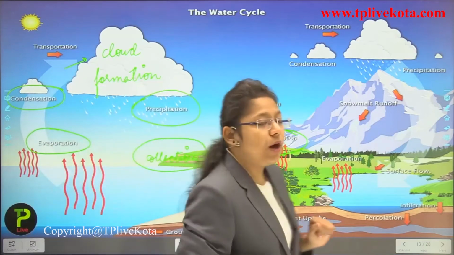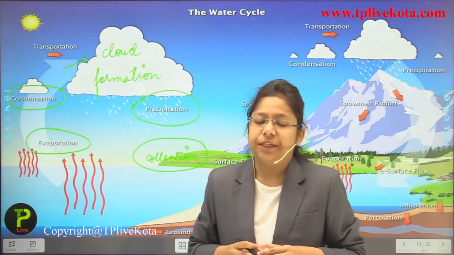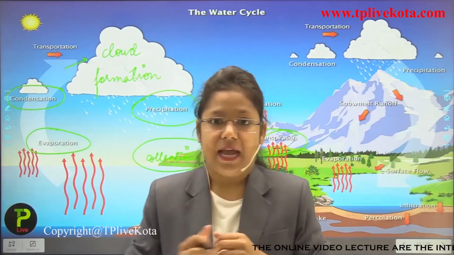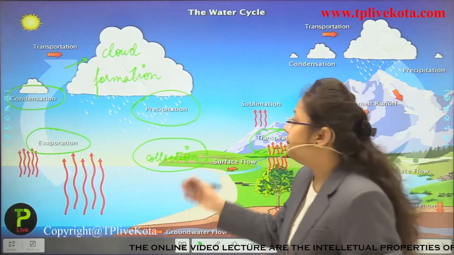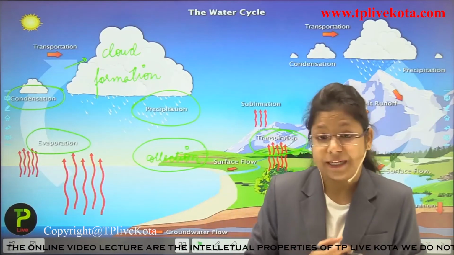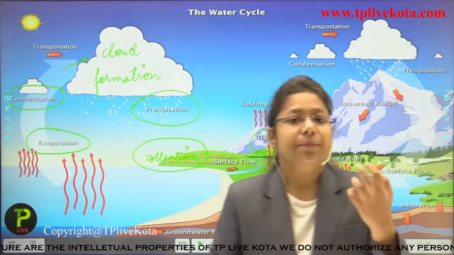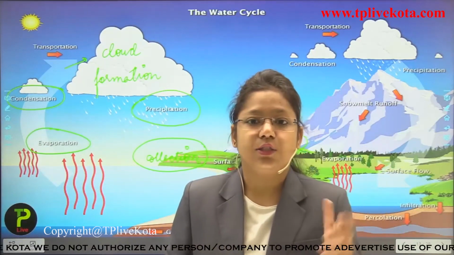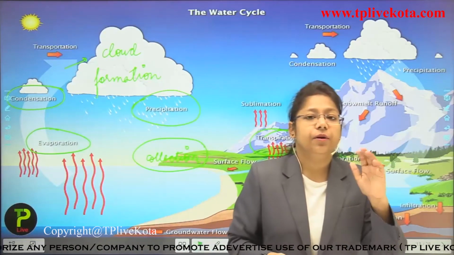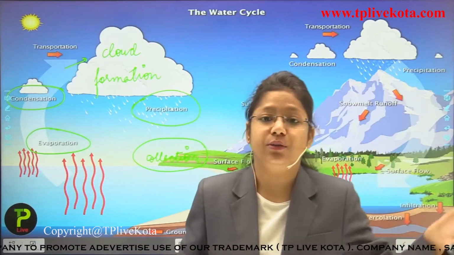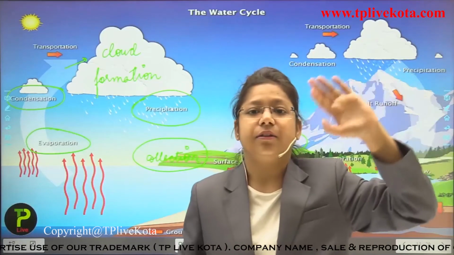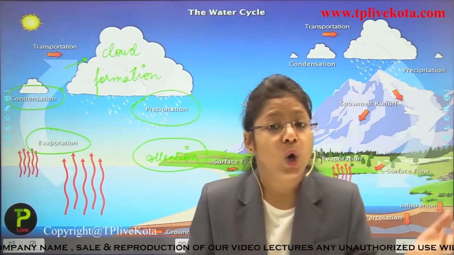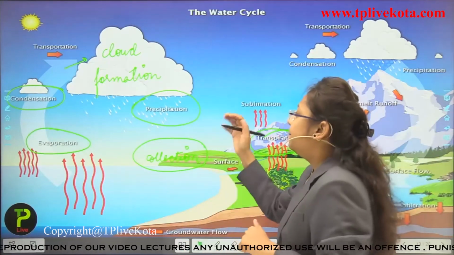Now students, what will happen? When the cloud formation will take place, then the clouds become bulky, and after they become bulky, the precipitation process takes place. Now what is precipitation? Precipitation is the formation of the hail, snow, or you can say the water which has been in the atmosphere is coming back to the surface of the earth in the form of hail, snow or rain. That is known as precipitation.